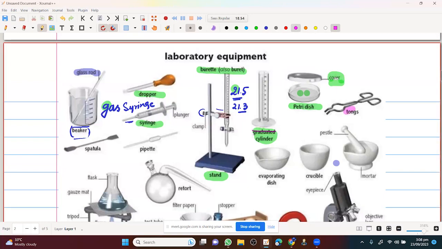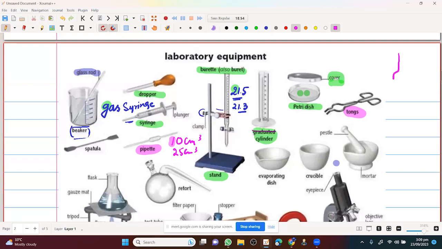Now next is tongs. The apparatus through which we can hold something is called the tongs. So look at the spelling. It is not like the tongue of our mouth. It is a different one. You can see the pipette here. Actually, the pipette gives us an exact measurement, like 10 centimeter cube or 20 centimeter cube, not in between, like 15 centimeter cube. So a fixed amount will be given in the pipette.